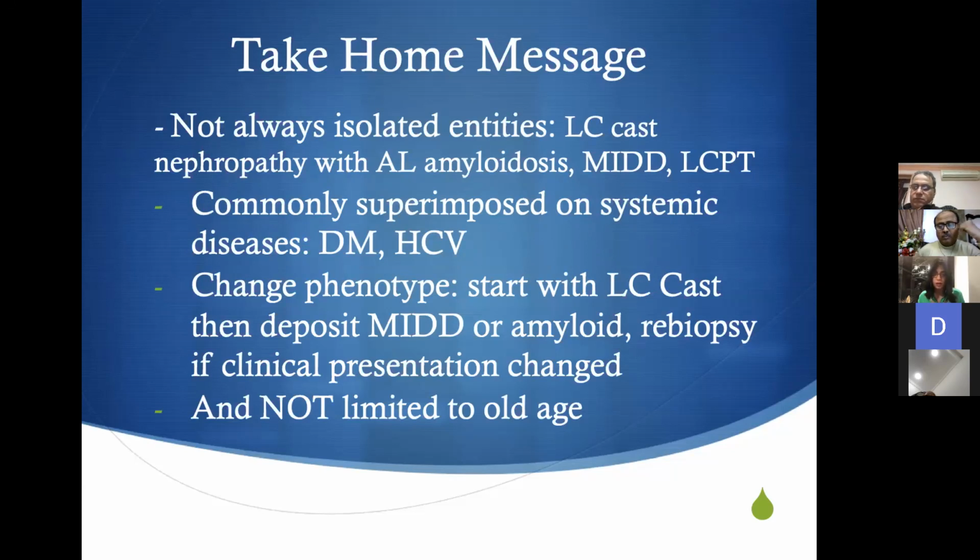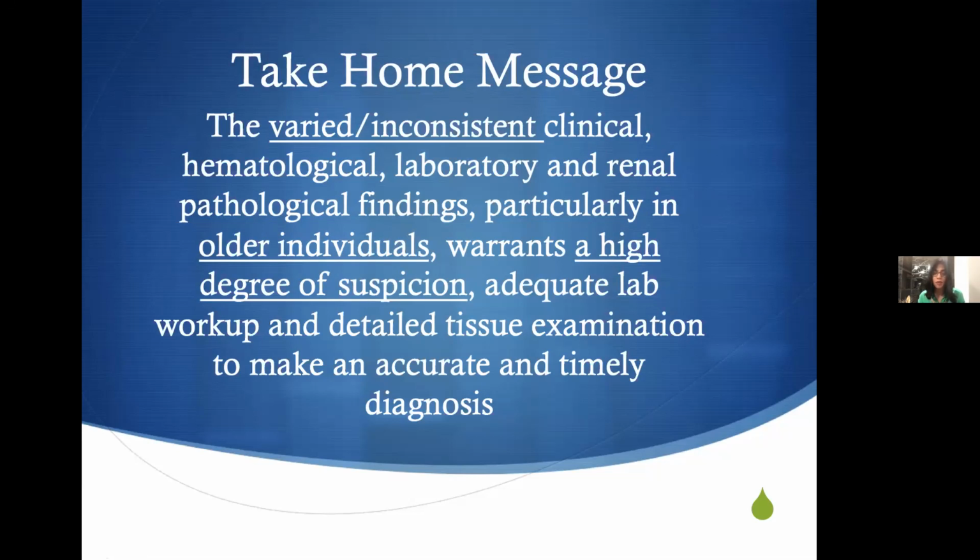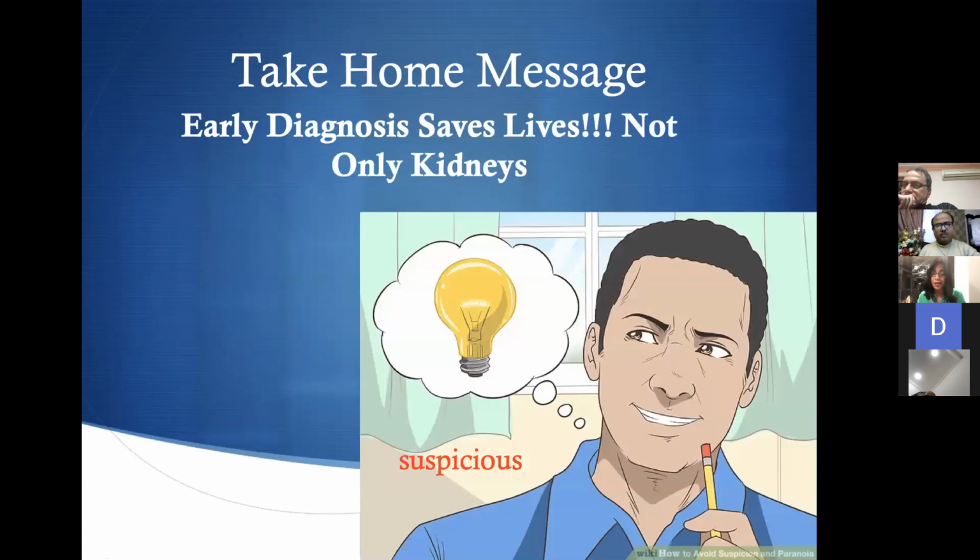Patients can start with light chain cast nephropathy, then they deposit MIDD or amyloid, and they are not limited to old age. Finally, these varied, inconsistent clinical, hematological, laboratory, and renal pathology findings, particularly in older individuals, warrant a high degree of suspicion, adequate lab workup, and detailed tissue examination to make an accurate and timely diagnosis. And timely diagnosis makes a difference. You need to be suspicious of these diseases. Simply, you need to have them in mind. Otherwise, you're going to miss them. Early diagnosis saves lives, not only kidneys. So there is nothing wrong with being suspicious when we are considering monoclonal gammopathies. Thank you.